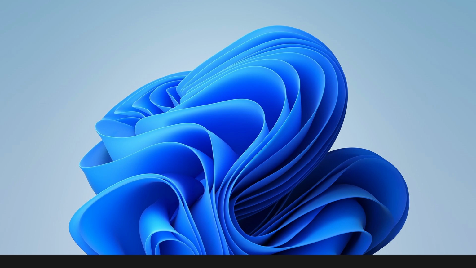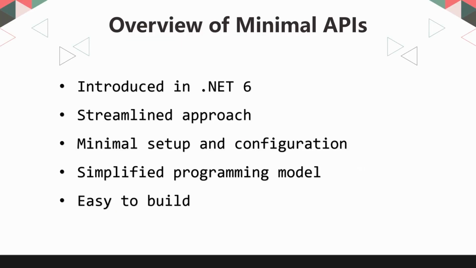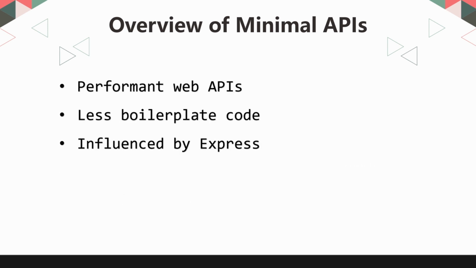Let's start with the overview of minimal APIs. Minimal APIs in .NET 8.0. Minimal APIs were introduced in .NET 6, and these follow a streamlined approach. These are a few characteristics of minimal APIs. They require minimal setup and configuration, offer a simplified programming model, and are easy to build. Along with that, these are performant web APIs.